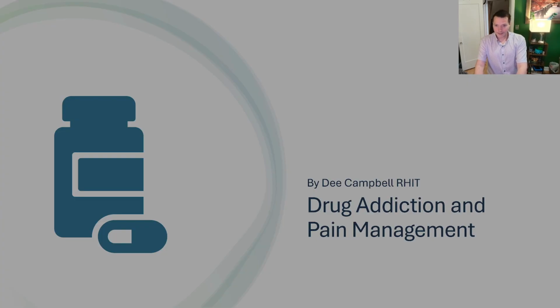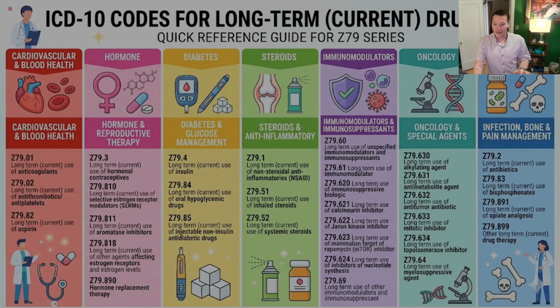Where we're going to start this video off is with the Z79 codes, because the Z79 codes are more or less your RX versions of codes that providers seem to mistake and not think of as often. The Z79s are your long-term (current) drug use codes. The reason we say long-term and current is if you have a diabetic and you're just starting them on metformin that day, but they're going to be on metformin for probably at least 6 months to a year or maybe indefinitely, you would still assign Z79.84 to indicate that your patient is on that.